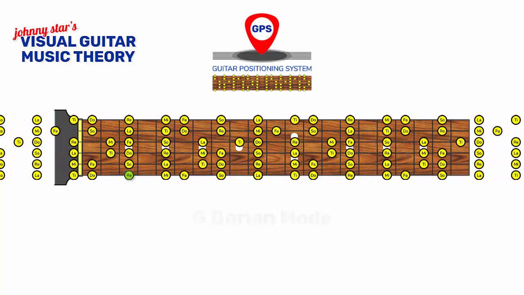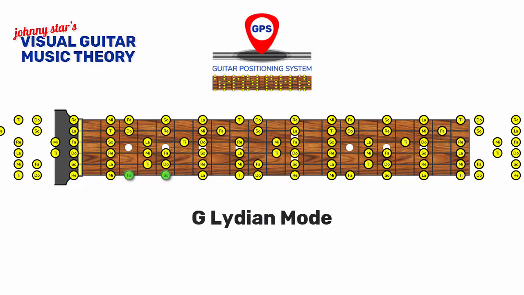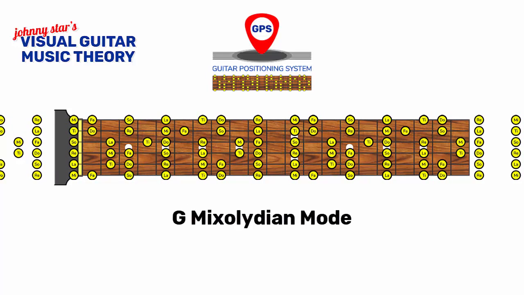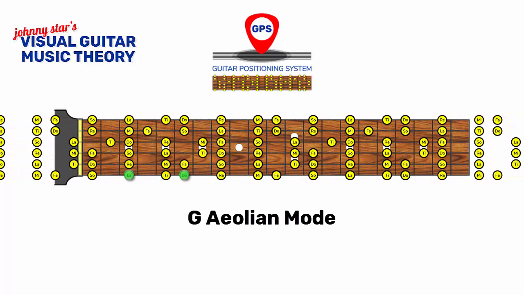G Dorian. G Phrygian. G Lydian. G Mixolydian. G Aeolian. And finally, G Locrian.